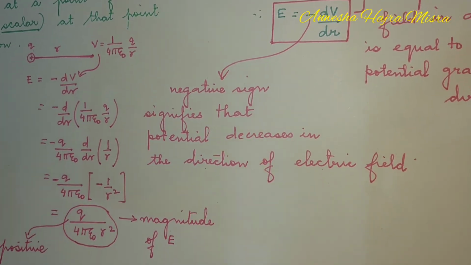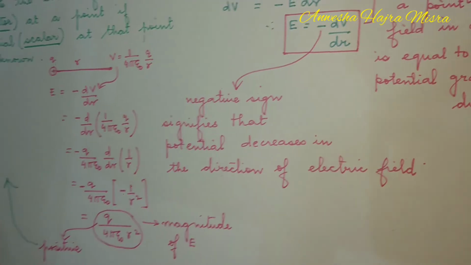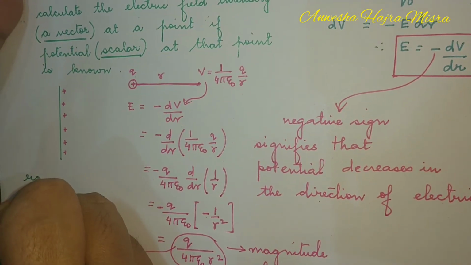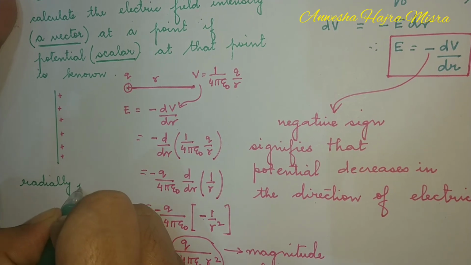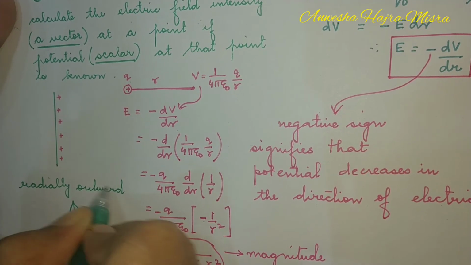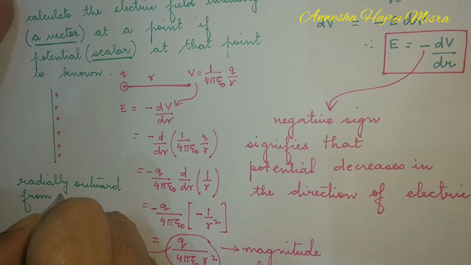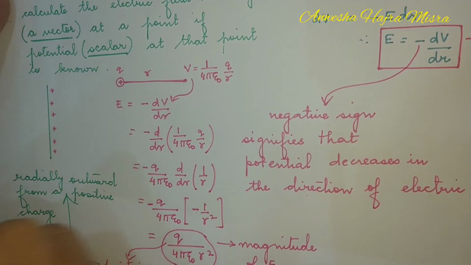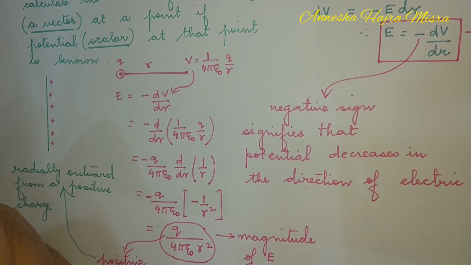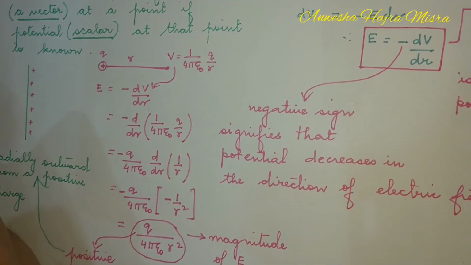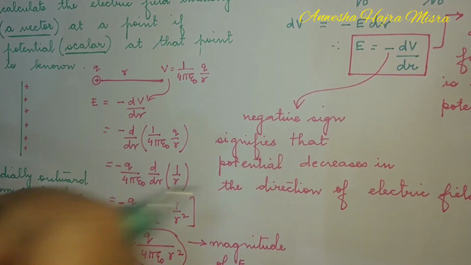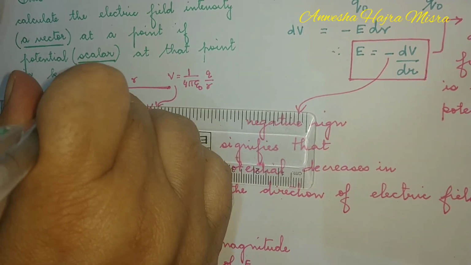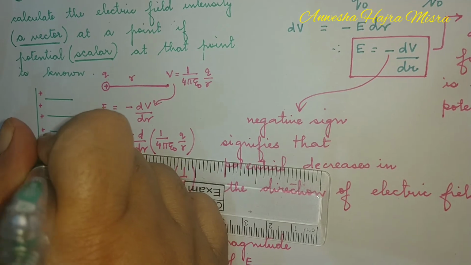Positive quantity means that the direction of E, positive E, means the direction of E will be radially outward from a positive charge. So electric field must be directed radially outward from a positive charge. That means if this is the positive charge, your intensity direction will be coming out from the positive charge radially outward. So this will be the direction of E.